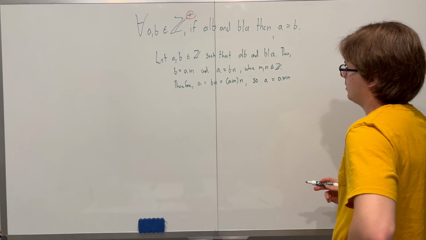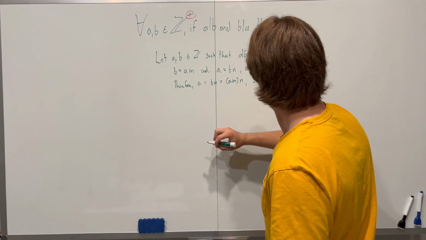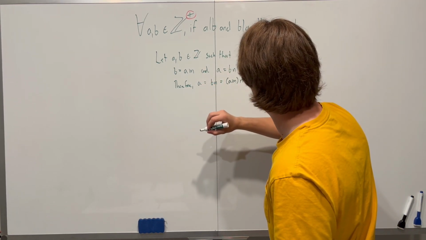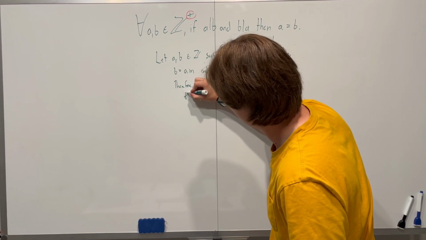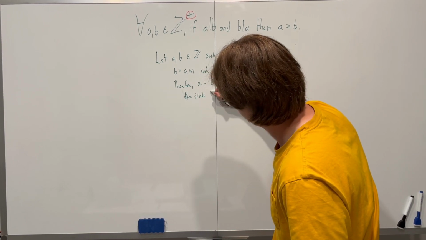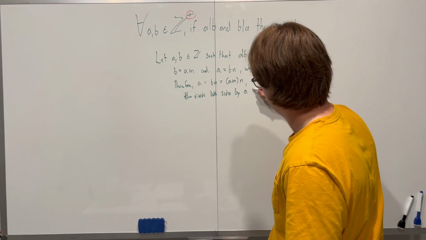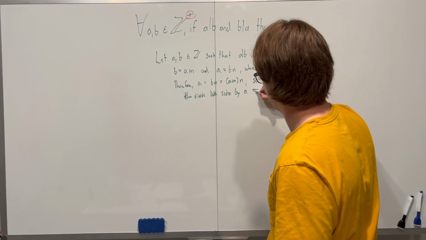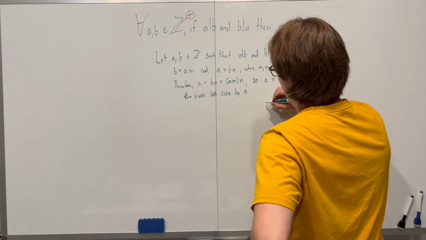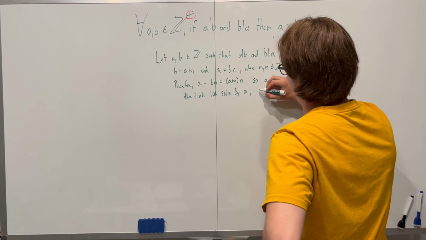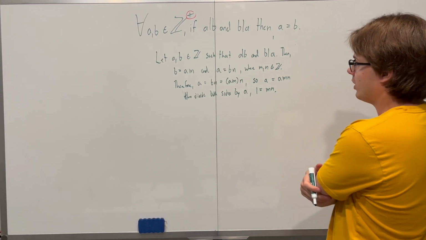Now, what can we do here? We can definitely divide both sides by a, right? So we can just say it as a sentence, then divide both sides by a. I'm not going to worry about the arrow notation. I'm going to put a comma and just say 1 is equal to m times n. And then what do we find?